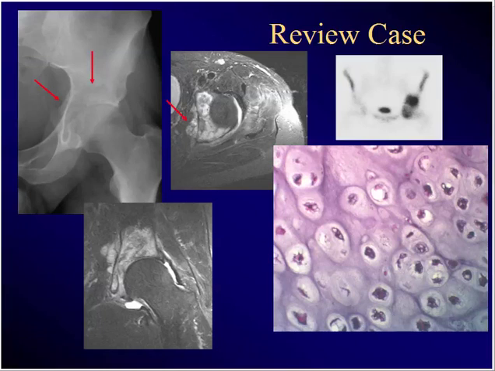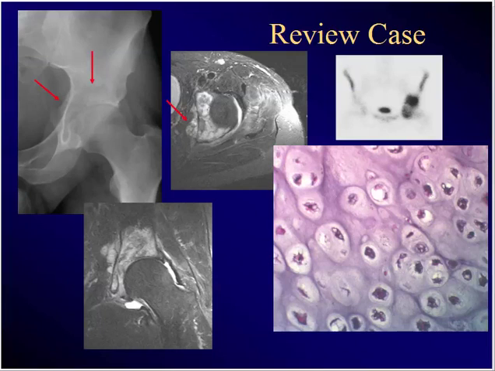All right. What's this? 55-year-old, excruciating hip pain, awakens from sleep at night, worse when he walks on it, no fevers, no history of trauma, this plain film, this bone scan, this MRI, and this histopath. What's the diagnosis? Good, chondrosarcoma.